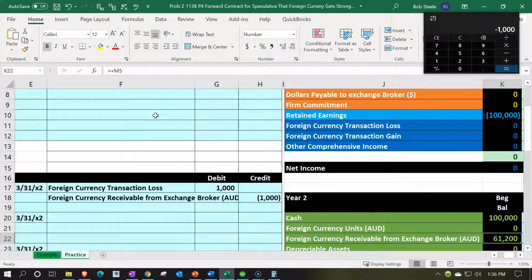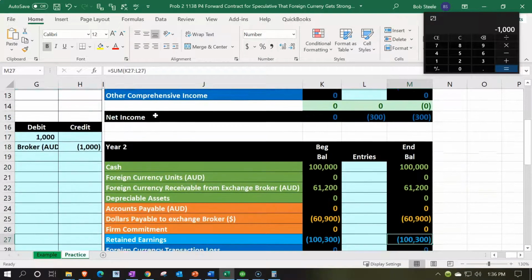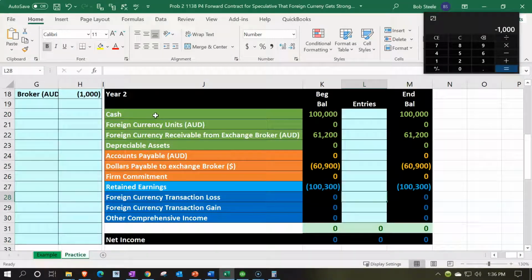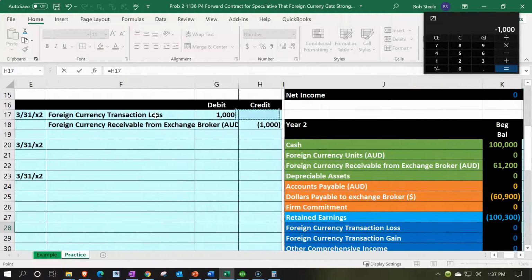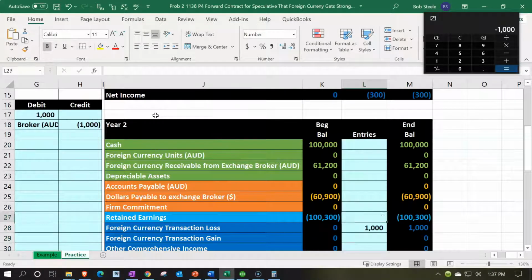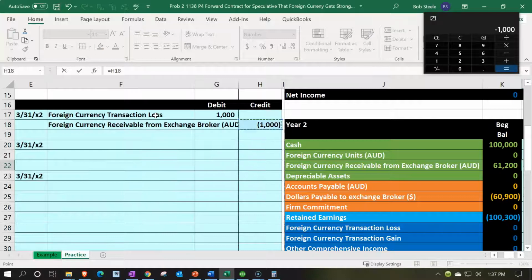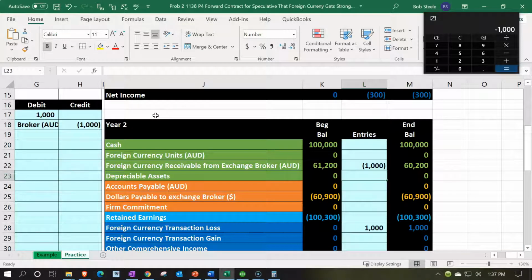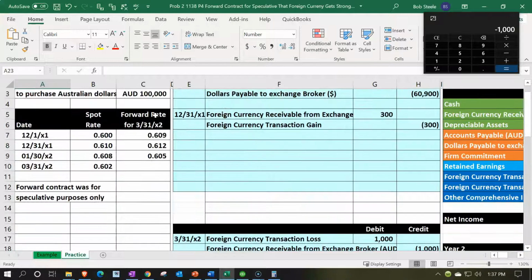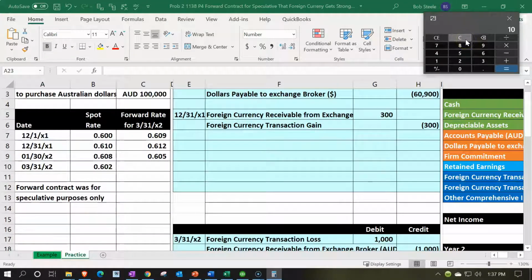Let's post this out. So if we post this out, we've got a loss down below. So the income statement now is representing a loss in year 2, a loss of 1,000. And then we have the foreign currency receivable with the 1,000 credit. That brings us to the 60,200, which should be once again equal to the 100,000 in foreign currency times the current spot rate now, 0.602, which is 60,200.